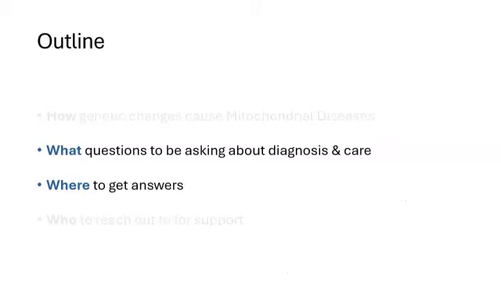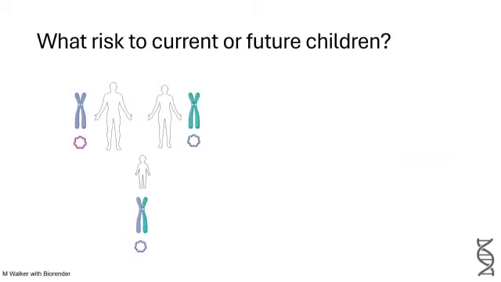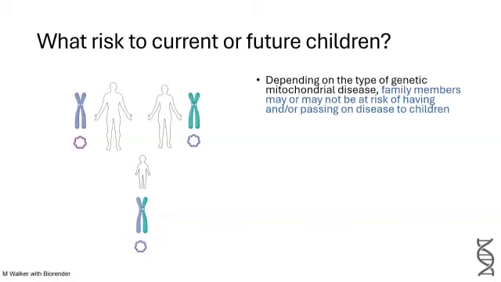So what questions should we be asking about diagnosis and care, and where can we get answers for those questions? So many people will ask, what are the risks to current or future children if someone in my family has a genetic mitochondrial disorder diagnosis? So as I mentioned before, there are many different modes of transmission, and it's going to vary depending on the exact gene that's affected. Some family members may be at risk, while other family members may not. And the risk will vary for any future pregnancies based, again, on the mode of inheritance.